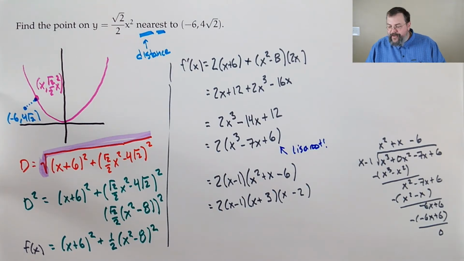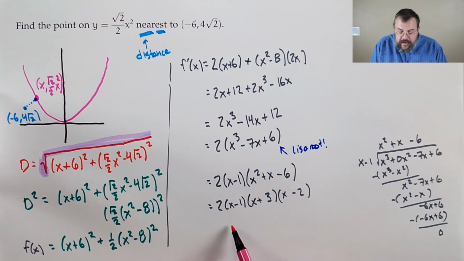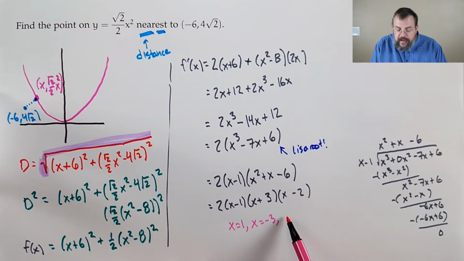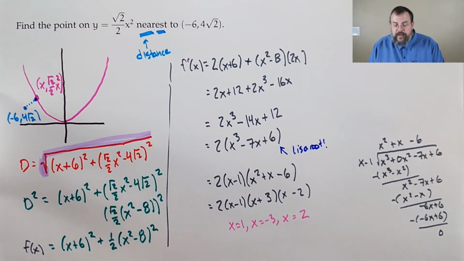Beautiful. Okay. So now where are our possible roots? Possible critical points, which we need roots. In other words, that's where the derivative is 0. The derivative is never undefined. It's a polynomial, so that's good. So we have 3 candidates: x equals 1, x equals -3, and x equals 2. So there's 3 places that it might be the closest.